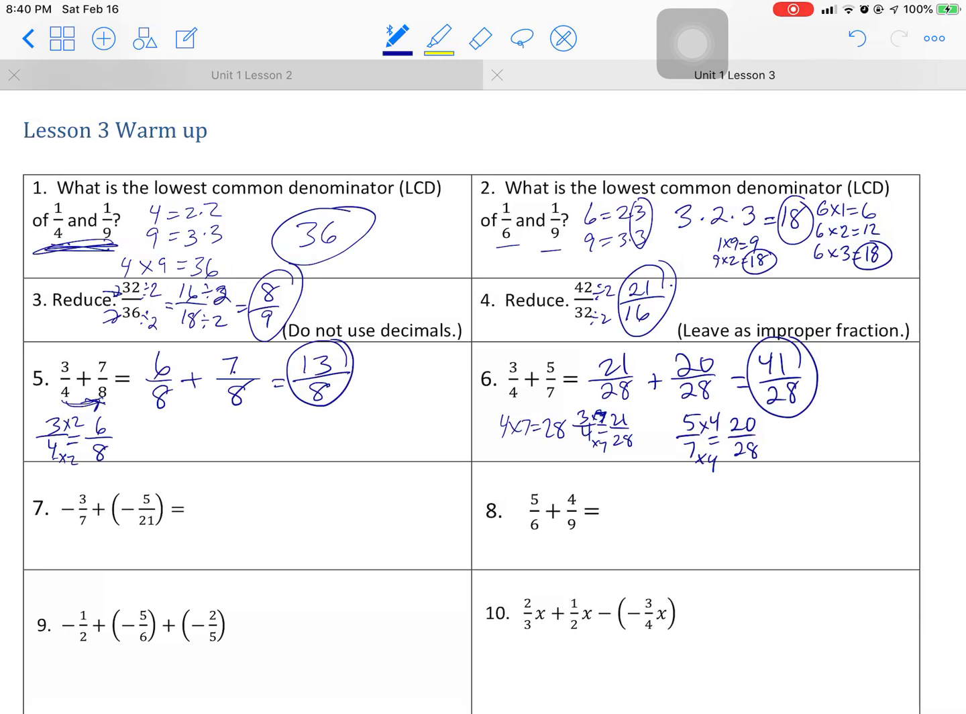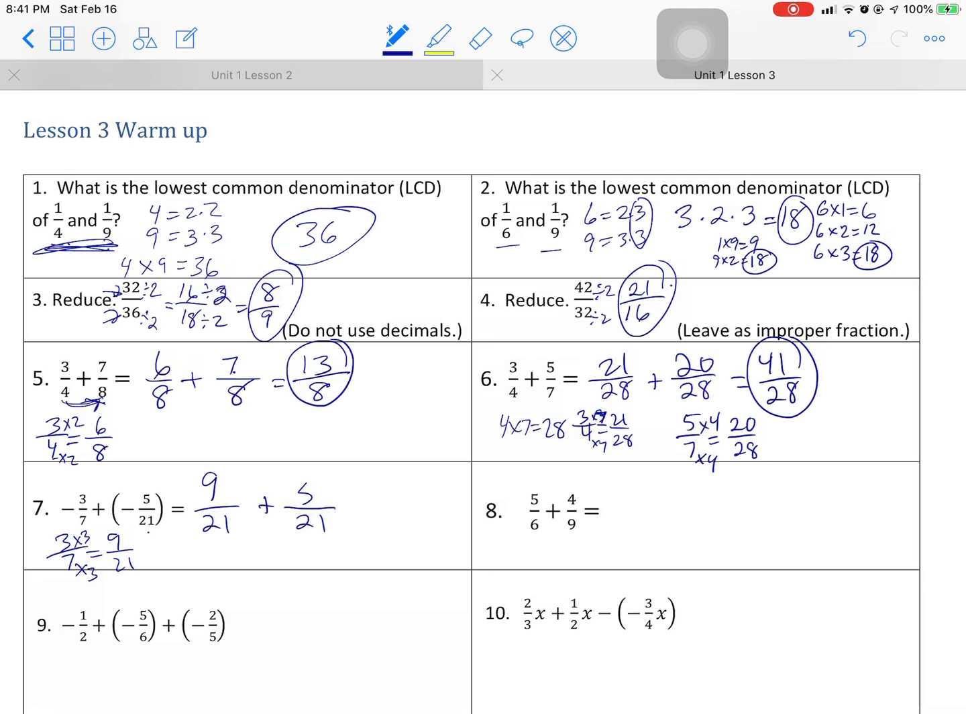2 doesn't go into them, 3 doesn't go into them, 5 doesn't go into them. I think 41 is a prime number. Yeah, because 7 times 6 is 42, so yep. Nothing goes into those. All right, how about 7 and 21? Well, 7 is a factor of 21. 21 is divisible by 7, so 21 would work. 3 over 7 equals what over 21? Let's see, that's times 3, so that's times 3, so it'd be 9.